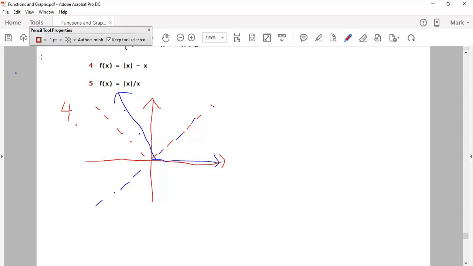So next I'm going to show you the other one. So absolute value of x divided by x. So yeah, we can use this graph again, the two dotted ones, to analyze this. So any number divided by itself, we know is going to be 1.